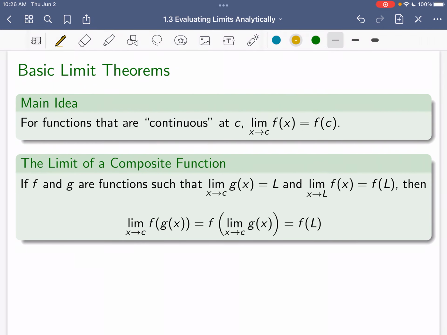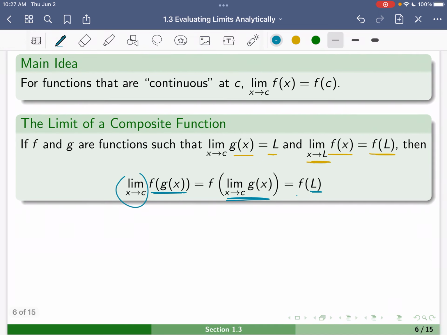We also can take composite functions. So if we know the limit as x approaches c of g of x is equal to L, and the limit as x approaches L of f of x is equal to f of L, then if we have a composite function f of g of x, we can move that limit to the inside, evaluate that to get L, and then take f of L, the function evaluated at L. So those are some of our basic limit theorems.